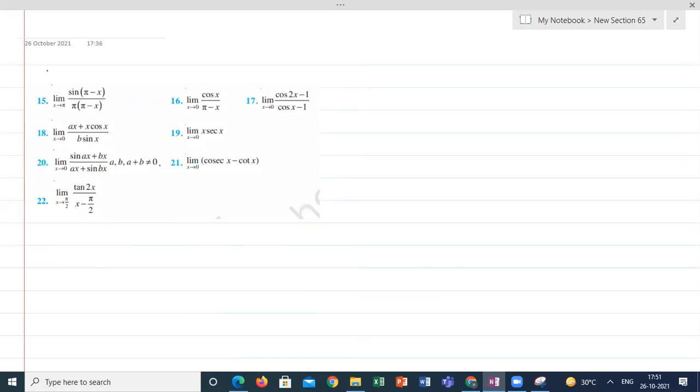Question number 21. Limit x tends to 0, cosecant x minus cot x. What is the answer, students? If I substitute directly, what will I get? Infinity minus infinity, sir, which is an indeterminate form, correct?